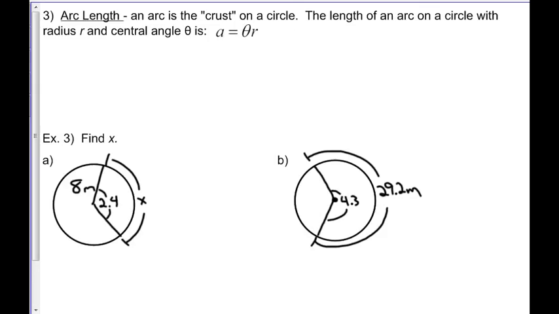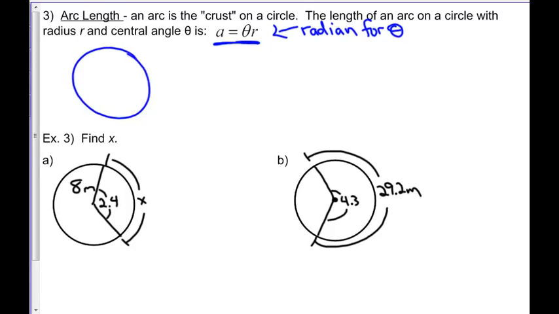Arc length. Arc is just the crust on a circle. The length of an arc on a circle with a radius of r and a central angle of theta is given by this formula. And this is in radians for theta.